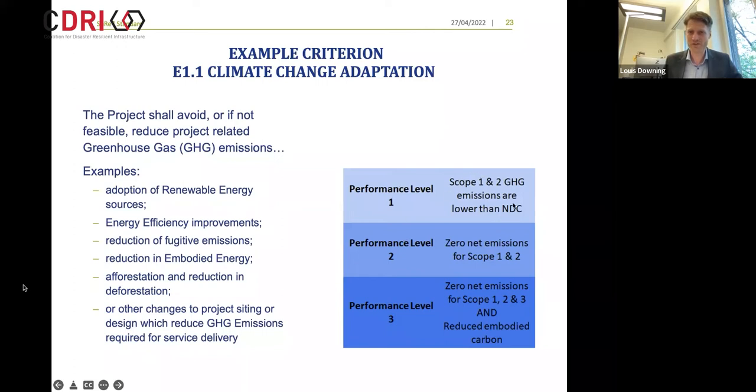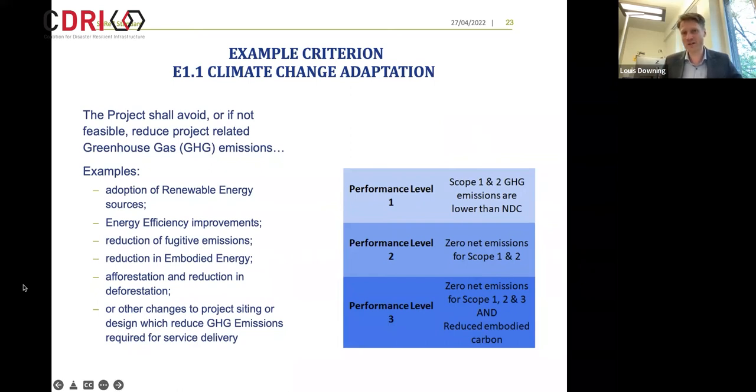So the first performance level looks at scope 1 and 2 greenhouse gas emissions and requires that they're lower than what the project would need to emit to be in line with the nationally determined contribution to the Paris Agreement. Then performance level 2 is to have net zero for scope 1 and 2. And then performance level 3 is net zero for scope 1, 2, and 3, and reduced embodied carbon.